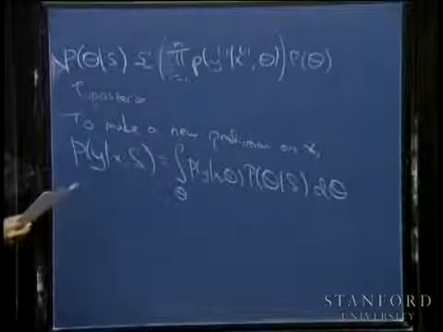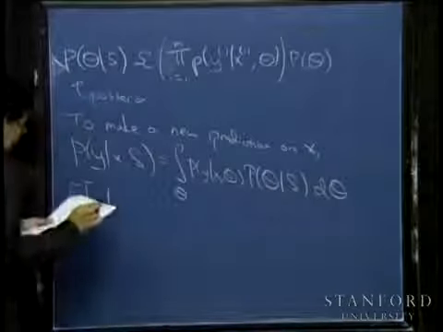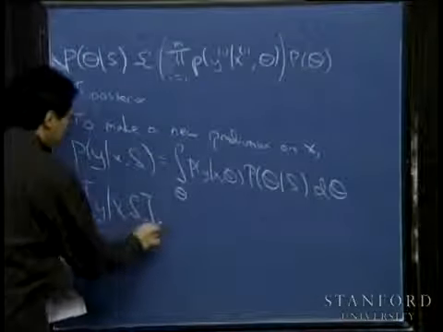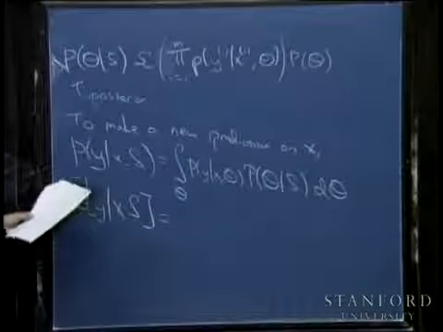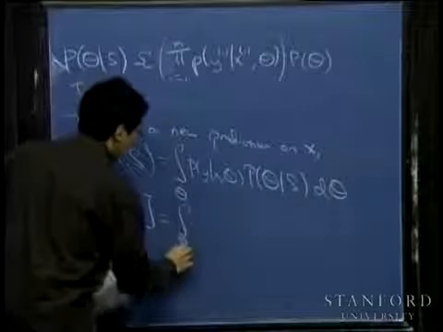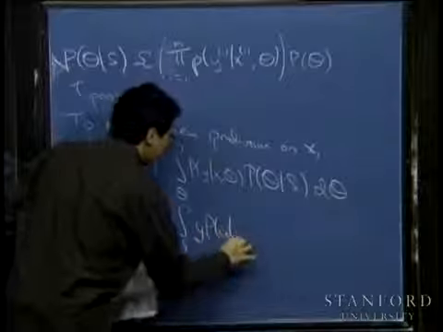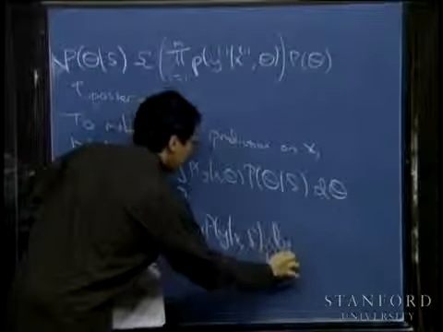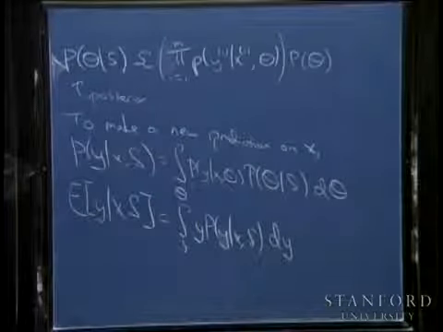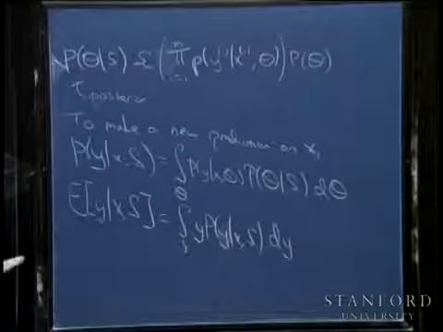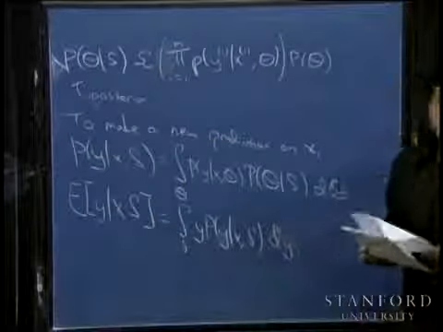Okay? And in particular, if you want your prediction to be the expected value of y given the inputs x in the training set, you would integrate over y times your posterior. Okay? You take an expectation of y with respect to your posterior distribution.